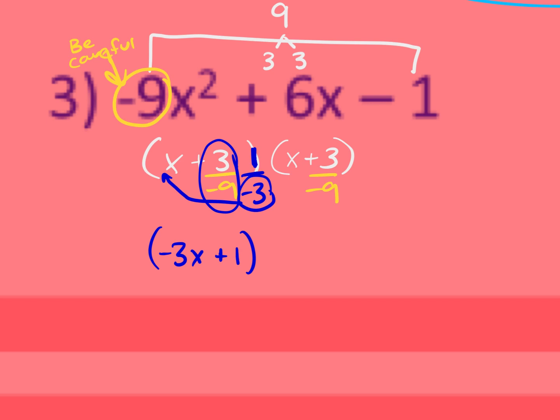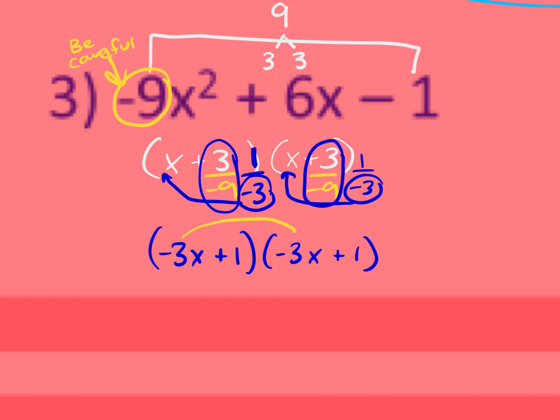Let's do it separate. Again, we're simplifying this. What does 3 over negative 9 simplify to? 1 over negative 3. Let's move our negative 3 in front of the x. We have negative 3x plus 1. Now, when we FOIL this out, what's negative 3x times negative 3x? Positive 9x squared. Is that what we were looking for? No. We need it to be negative 9x squared. So when we simplify, in our second fraction here, be careful with the signs.